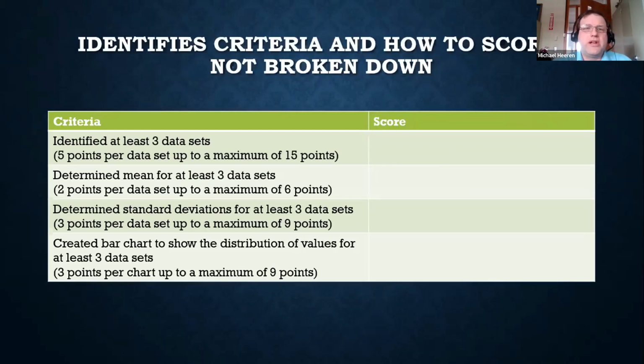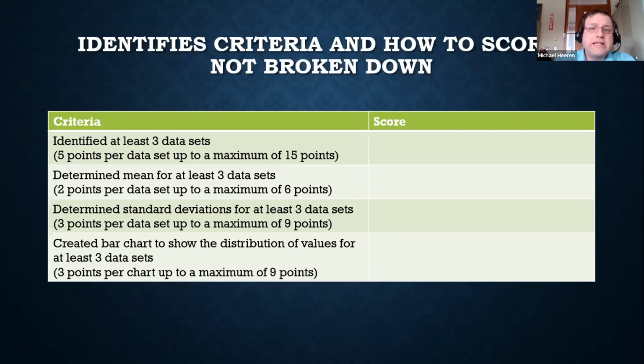Here's the first one. You identify the criteria and how to score. It's not broken down. Okay, so this is just a nice little example. Here I have the criteria on the left-hand side, and it says identified at least 3 data sets. So that's what I'm looking for as the instructor to take place. And I even say, there's going to be 5 points per data set, up to a maximum of 15 points. So everybody knows how many points are possible, what the expectation is, and how to get a particular score.